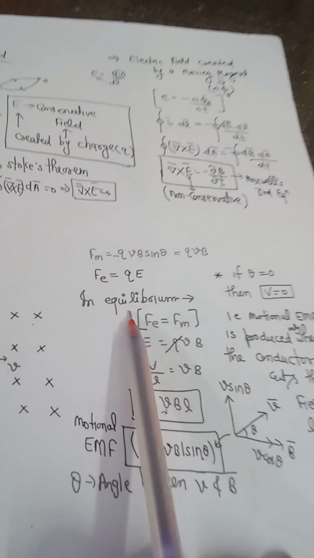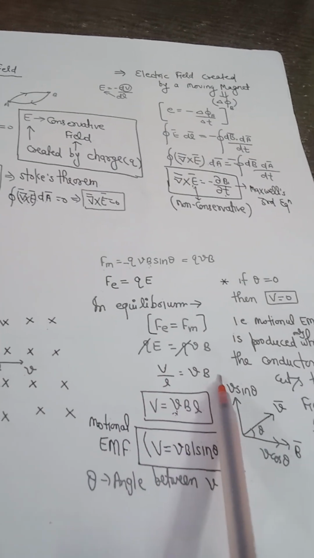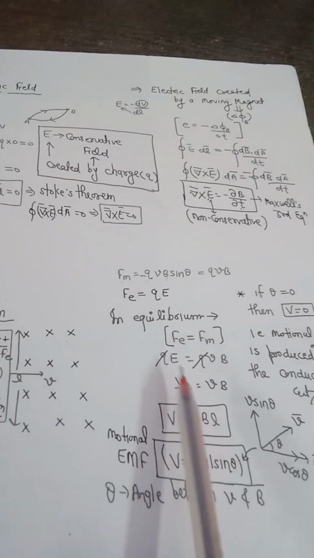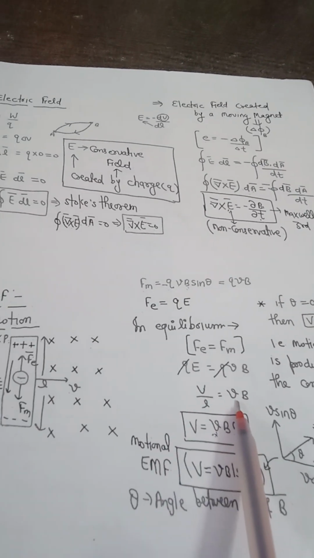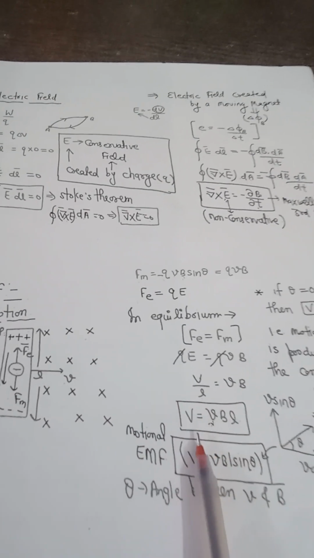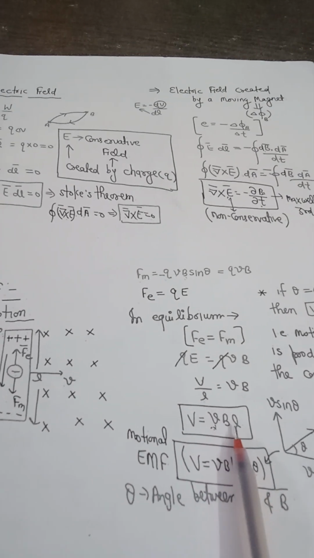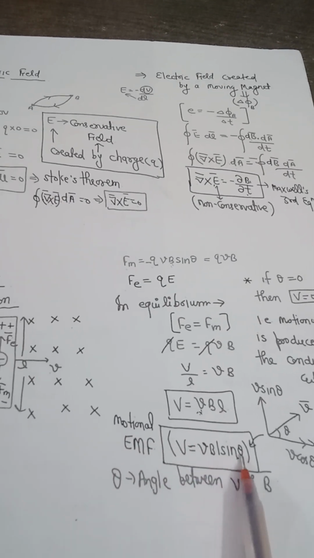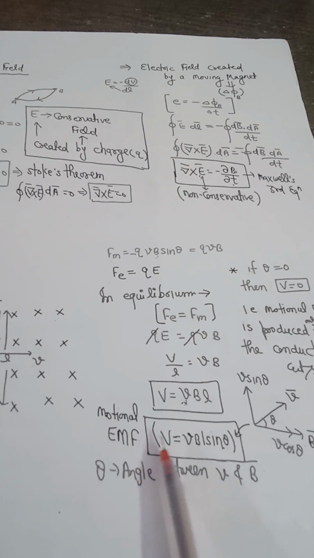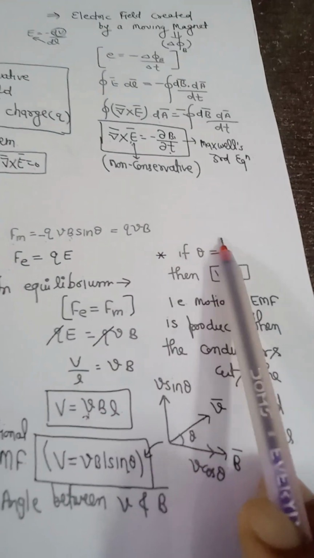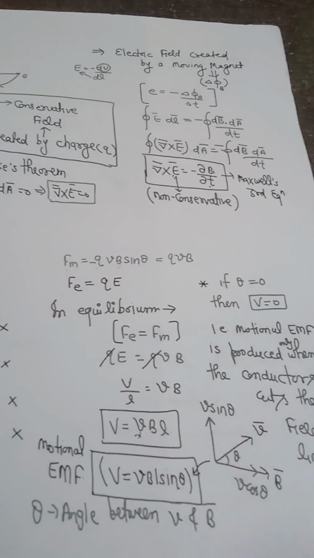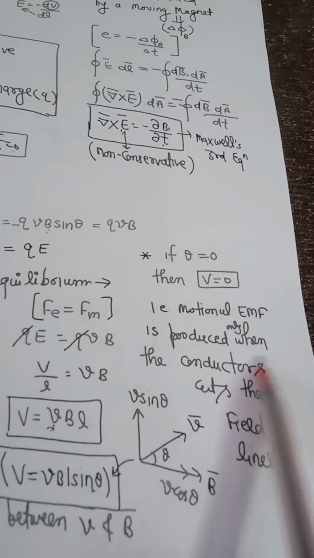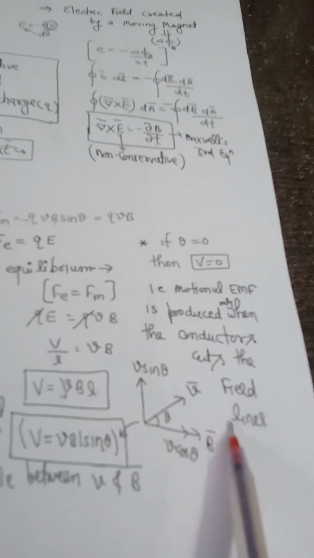So we will put all these things here. We will find out V upon L is equal to vB. So V is equal to vBL. Here this is the potential, this is the velocity. So potential is equal to velocity into magnetic field into length. So motional EMF is equal to capital V is equal to vBL sin theta. Theta is the angle between V and B. If theta is equal to 0, then V will become 0. That is, motional EMF is produced only when the conductor cuts the field lines.